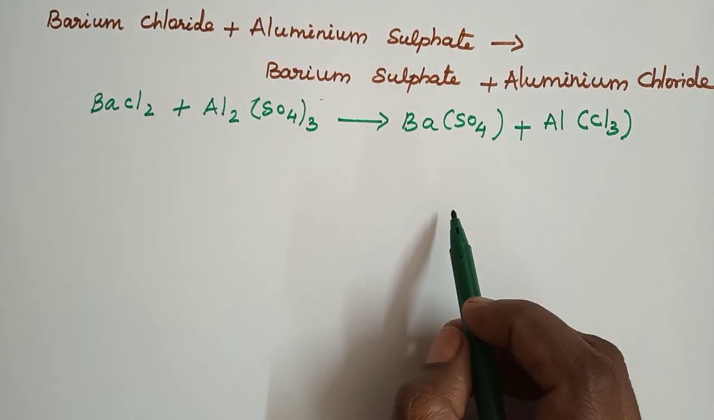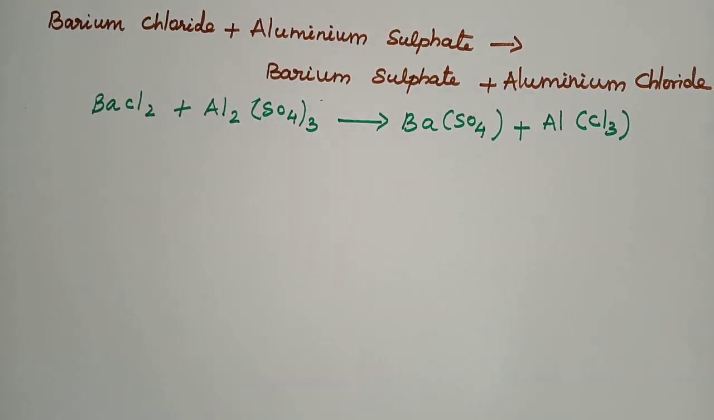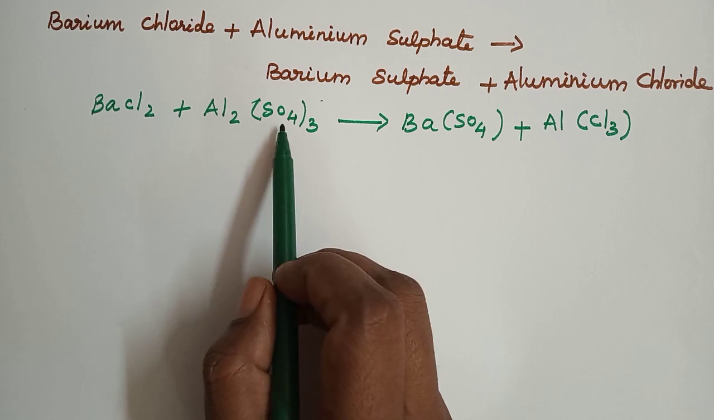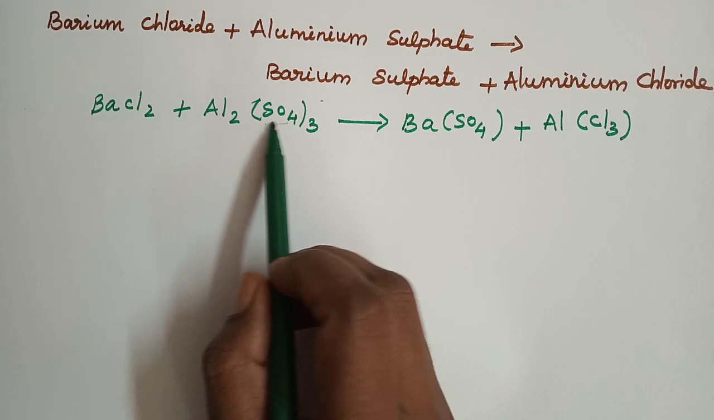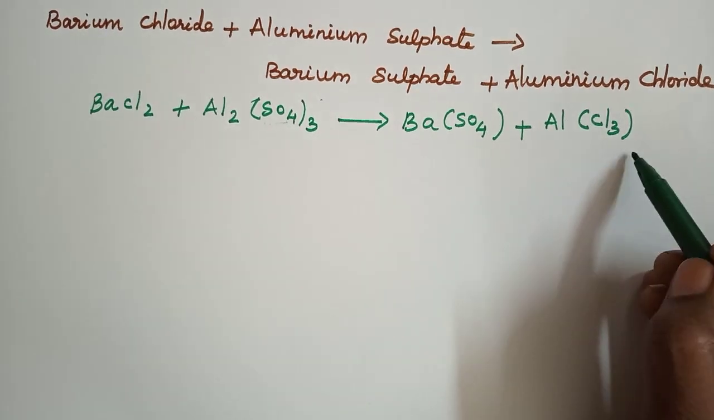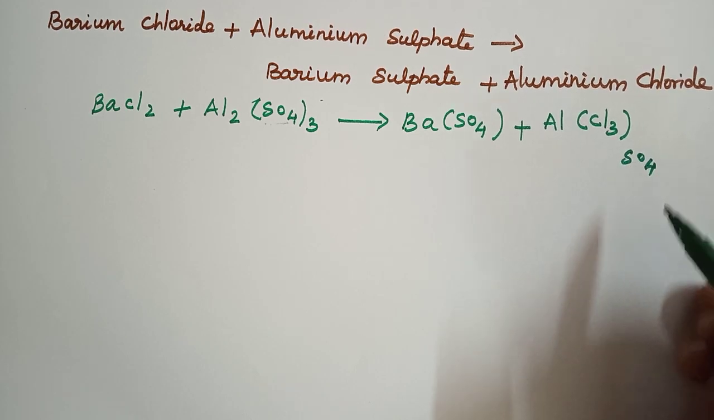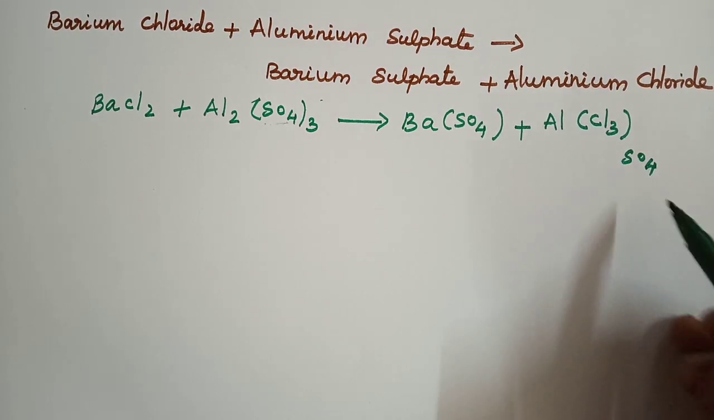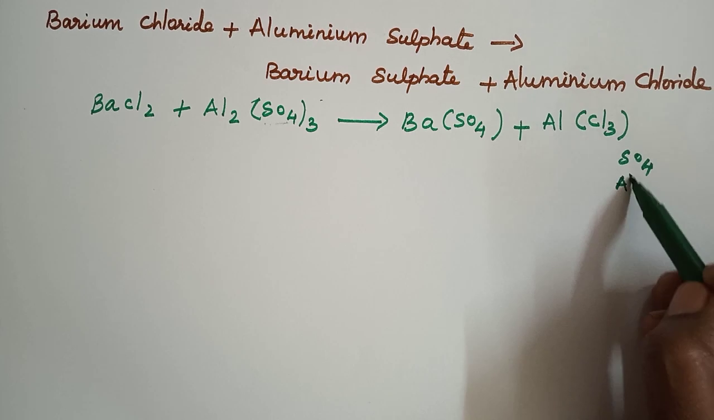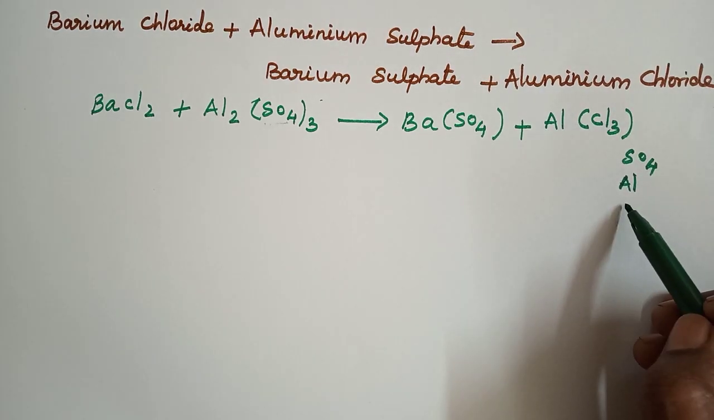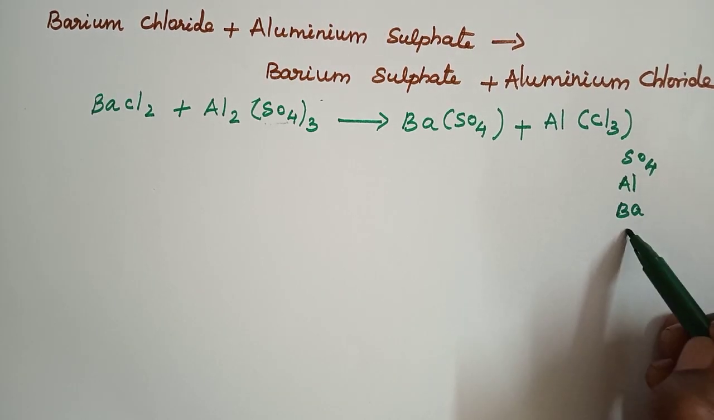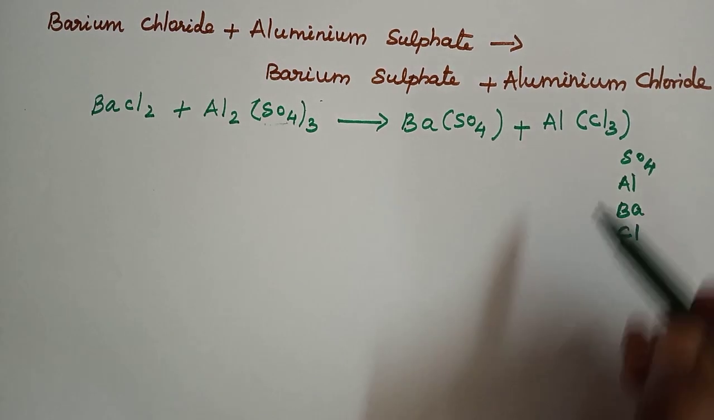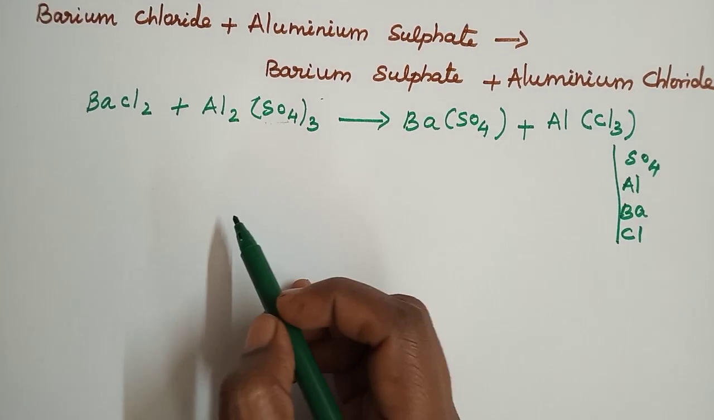How can we balance? First, what we have to see? Here SO4 is a polyatomic group. So first we have to take that polyatomic SO4. Next metal aluminium. Next barium, non-metal chlorine. Okay, so these 4 elements we have. How can we balance it?